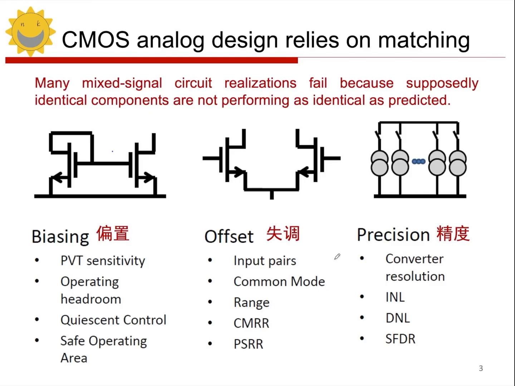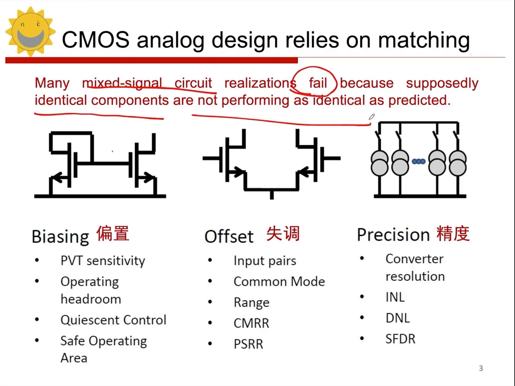The performance of analog circuits largely depends on the matching of devices. Many of these mixed circuits fail to achieve the functions we expect, mainly because the devices we imagine to be the same actually have different working characteristics. This, in turn, leads to issues in our circuits. So what is the main reason? Because the same devices we imagine actually have different working characteristics. This leads to circuit performance degradation, or even failure.